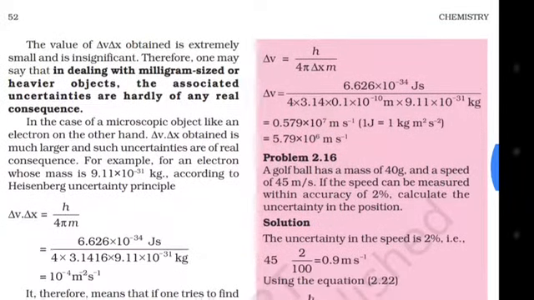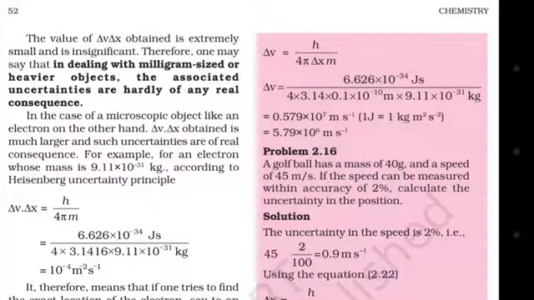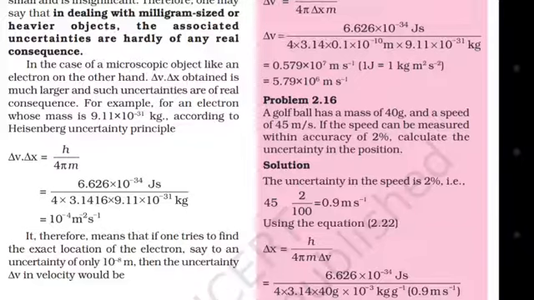चलिए 52 नंबर पेज. The value of delta V into delta X, velocity or displacement का multiplication obtained is extremely small and is insignificant. Therefore, one may say that in dealing with milligram sized or heavier objects, associated uncertainties are hardly of any real consequence. In case of microscopic objects like an electron, on the other hand, delta V into delta X obtained is much larger and such uncertainties are of real consequence.